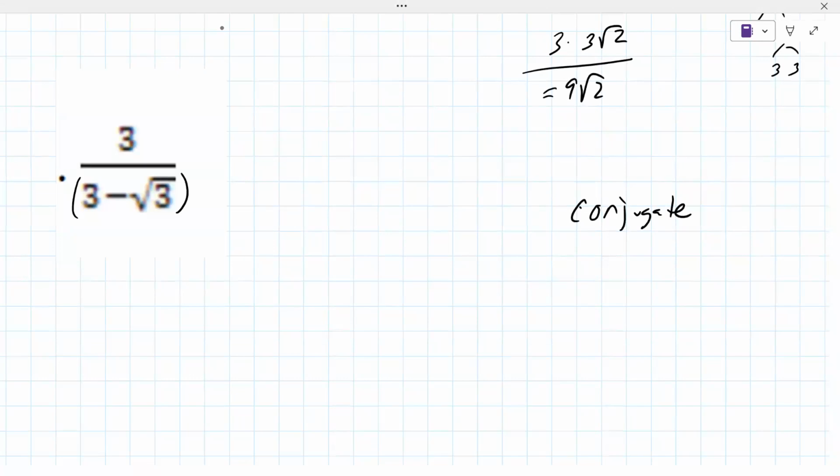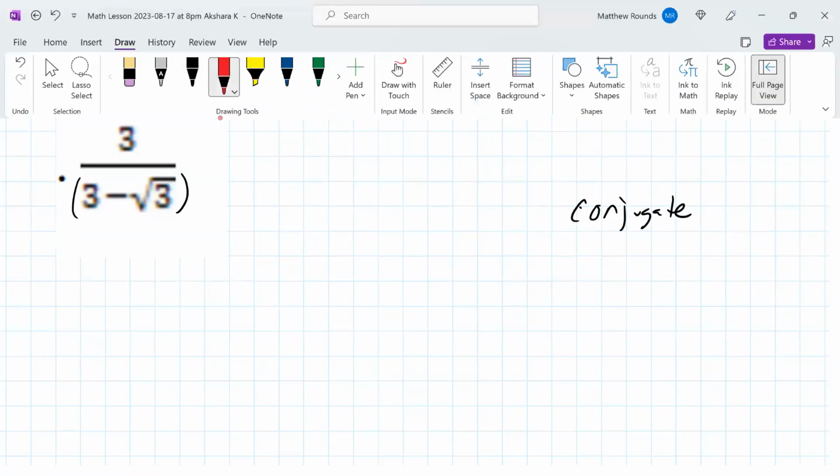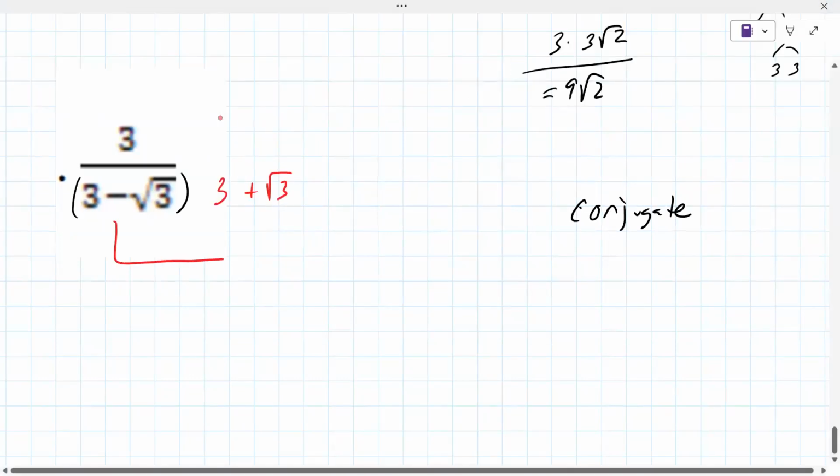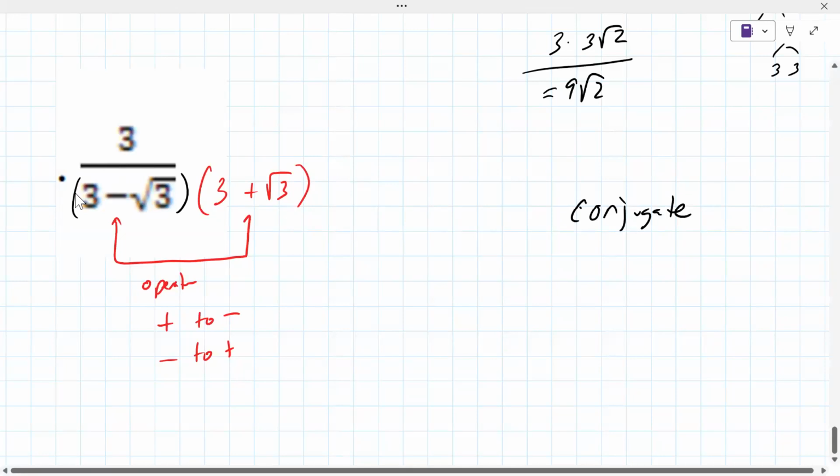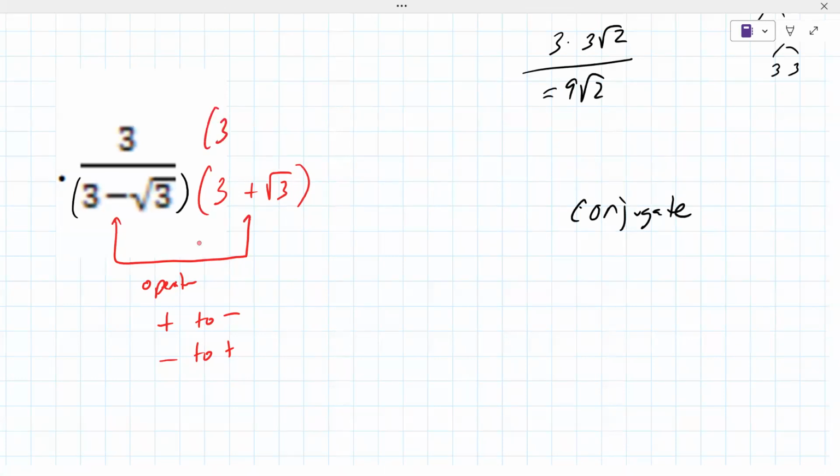Yeah. So the conjugate, they make a big deal out of this, but the only thing that changes is the operator. Plus goes to minus, minus goes to plus. That's it. So if it were like -3, it would still be -3. It's only the operator that changes. That's it. Now the bottom is always what's called difference of squares. And that's what we were kind of talking about earlier.